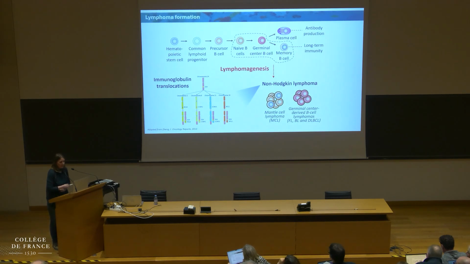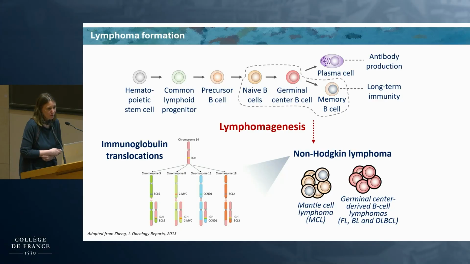I wouldn't call it a super enhancer because I know that's still a controversial term, but it's a very large enhancer. And this chromosome 14 translocates to different other chromosomes. You see here an example of chromosome 3, 8, 11, and 18, which are the most common translocation partners. And there, this strong enhancer can basically activate other genes, and this is thought to lead to lymphoma formation.